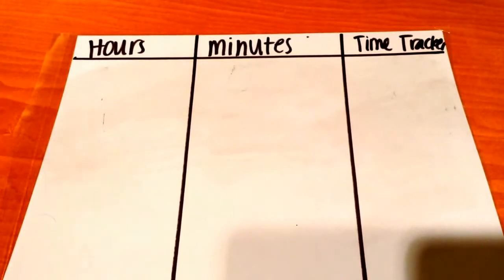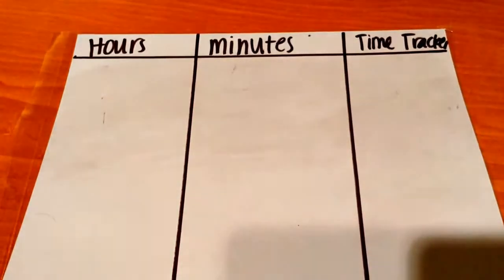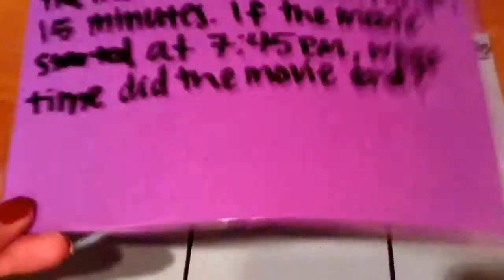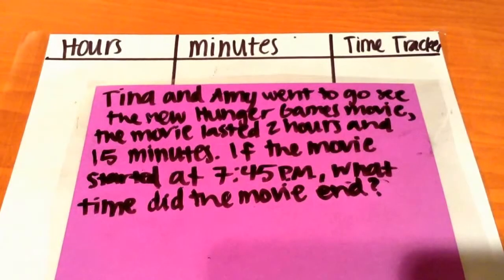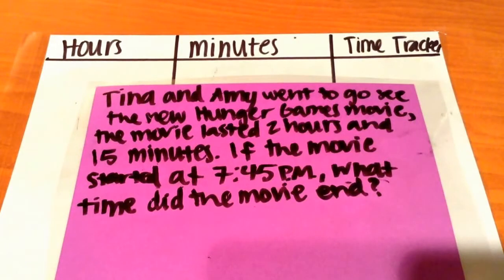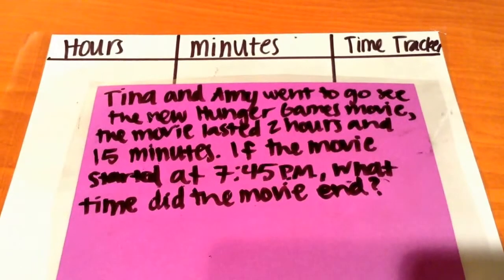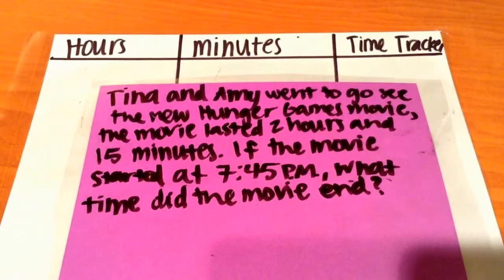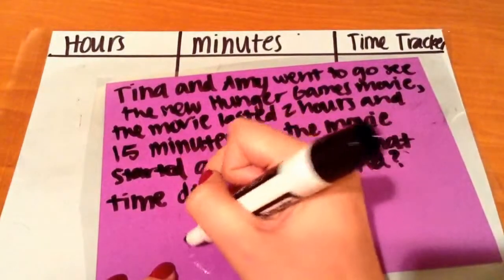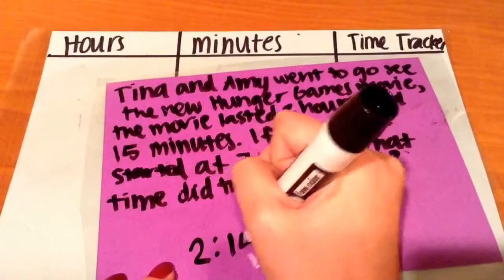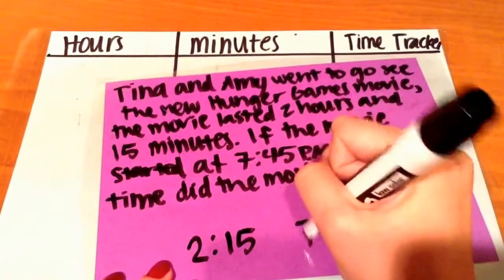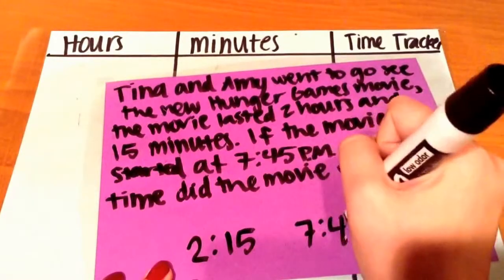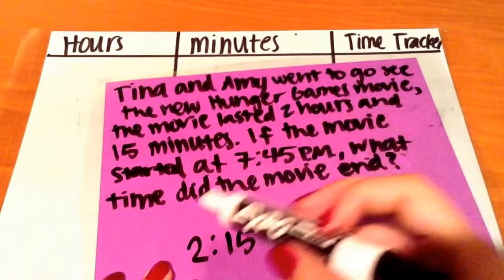Okay class, today we're going to start with learning about elapsed time. So we're going to look at this problem. Tina and Amy went to go see the new Hunger Games movie. The movie lasted 2 hours and 15 minutes. If the movie started at 7:45, what time did the movie end? So let's look at our numbers here. The movie lasted 2 hours and 15 minutes. They started at 7:45 p.m. What time did the movie end?